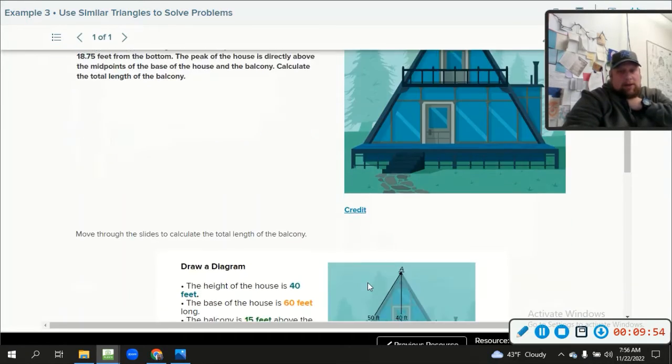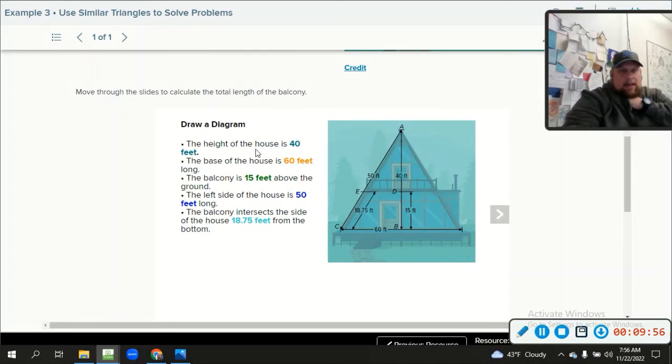Well, here's what we're going to do. This may look confusing, but let's draw what it says. The height of the house is 40 feet. So 40 feet from the midpoint up to there, which cuts it into two equal triangles. The base of the house is 60 feet long, so this base is 60 feet, which means half the base is 30. The balcony is 15 feet above the ground. So the distance from here to here is 15 feet, making the distance from here to here 25, because 40 minus 15 is 25.